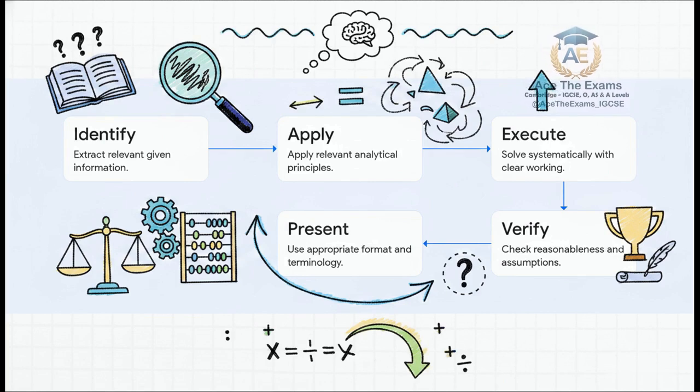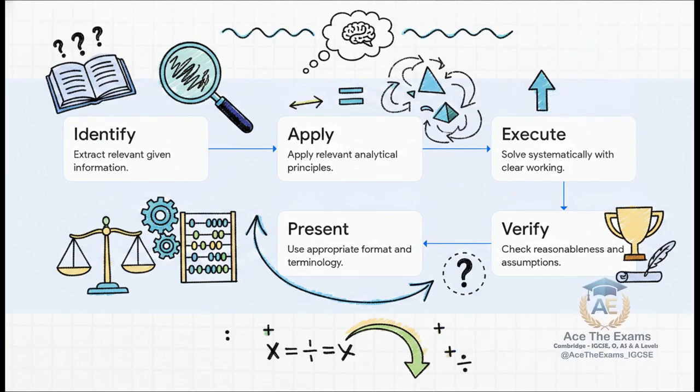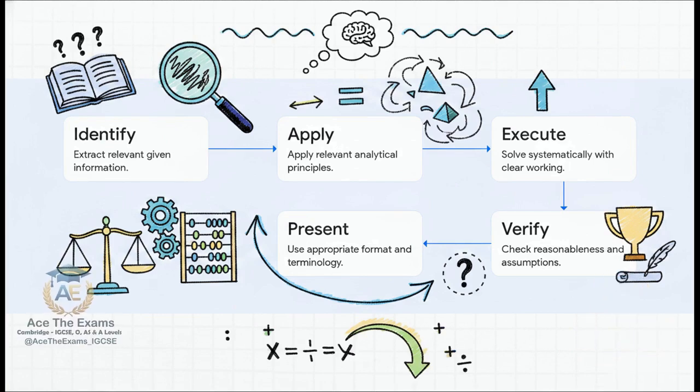If you format your working with crystal clarity, even if you make a stupid arithmetic error in step 3, I can still award you method marks because your logical string is intact. So Alex and Sam rewrite their paragraph out loud, line by line, deploying this exact sequence, and suddenly they've built a bulletproof top band response.